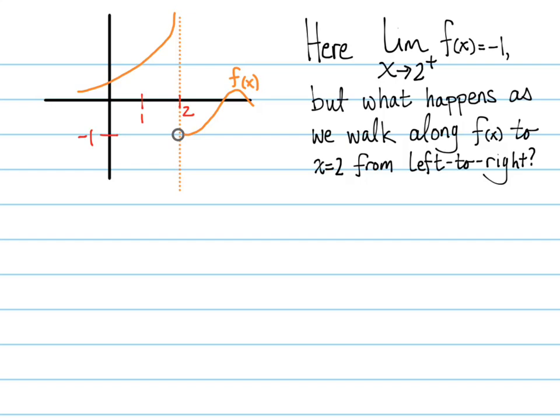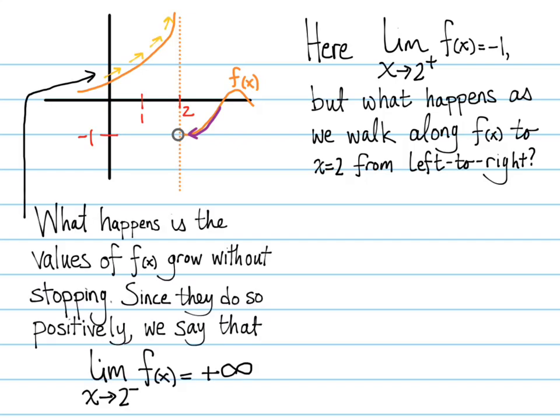So here, if we look on the right-hand side and we walk towards 2 from the right, the limit is -1. But what happens as we get closer and closer to 2 as we walk from left to right? Well, you can see that the value f of x, or the y values, as we walk along this, we're getting higher and higher and bigger and bigger. The way we write that is that the limit as x approaches 2 from the left of f of x is positive infinity.